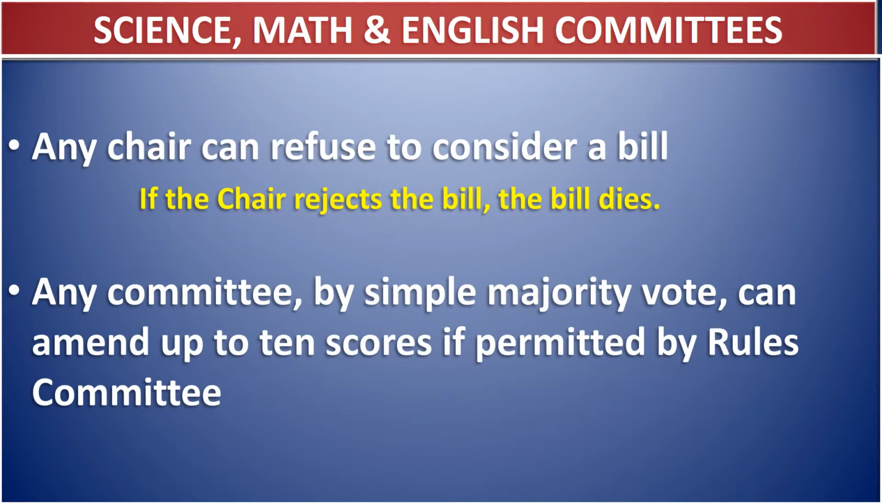The main work will be the Science, Math, and English committees. Any chair can refuse to consider a bill. So one person on each committee has been designated the chair. They can reject the bill and prevent the members of the committee from actually considering the bill. In addition, any committee, by a simple majority vote, can amend up to 10 scores, which means you can change the bill or change the allocation of dollars to any 10 members of the staff.